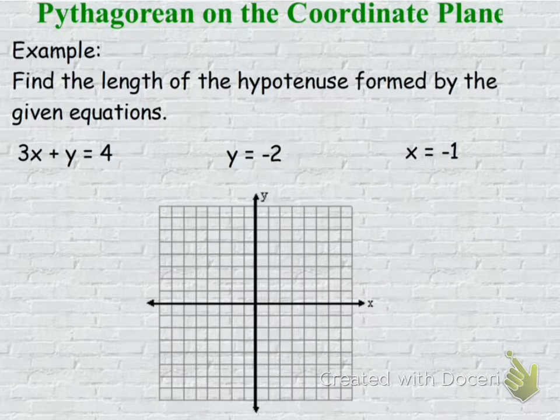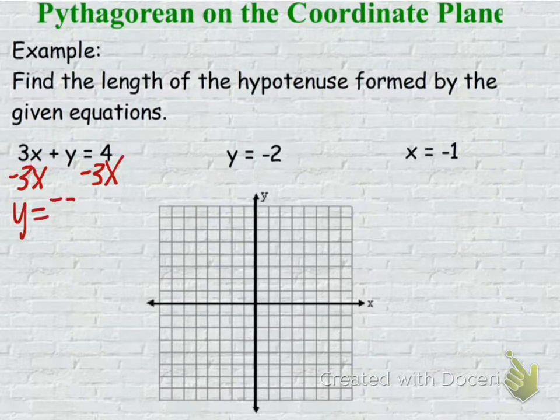Alright, last slide here, and we are done. So this says, find the length of the hypotenuse formed by the given equation. So I need to graph these 3 lines. Okay, I can't graph the first line yet because it's not in y equals. So I'm going to subtract 3x. So that's y equals negative 3x plus 4.